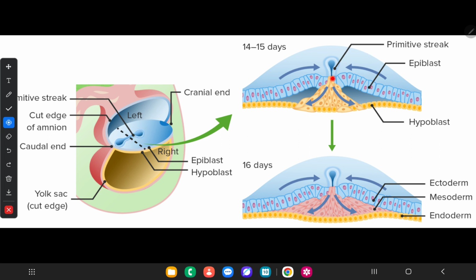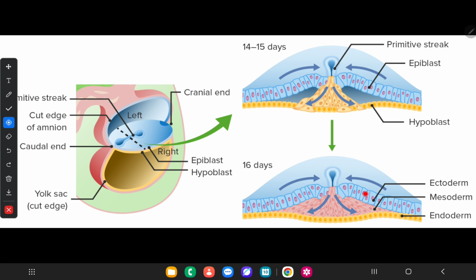From the primitive streak, cells begin to invaginate. Cells in the epiblast begin to invaginate downwards or inwards and replace hypoblast cells, forming endoderm. In between the epiblast and the hypoblast, it forms the mesoderm, and replacing the epiblast cells, it forms the ectoderm, the three germ layers, ectoderm, mesoderm, and endoderm, from the gastrulation process.